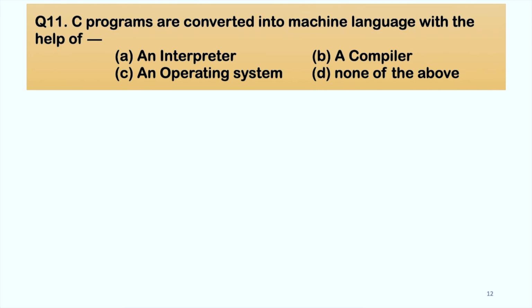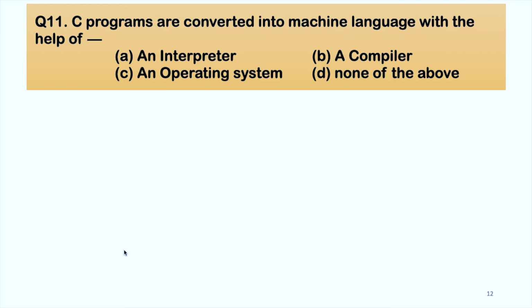And the last question: a C program is converted into machine language with the help of what? A C program is a high level language, and many high level languages are compiled languages. That is, it requires a compiler, which creates the binary machine language file, which we also call an executable file, from the source code by compiling it so that it can run on similar types of systems. So in case of a C program, a compiler is required.